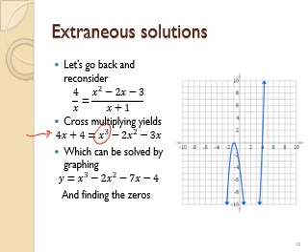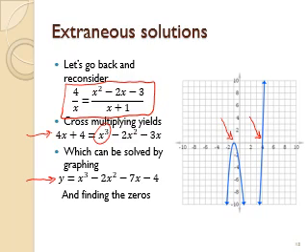Now, you might be thinking, well, if I'm going to solve by graphing, why don't I just graph the original equation? And that's a fair question to ask, except I would just point out that it's probably easier to graph this cubic than it is to graph those rational functions. So I still think cross multiplying and then graphing is probably a better way to go.